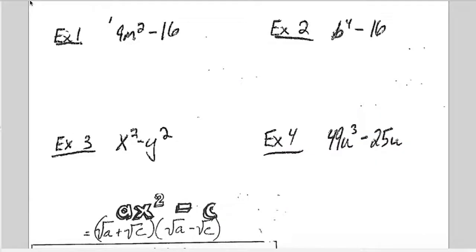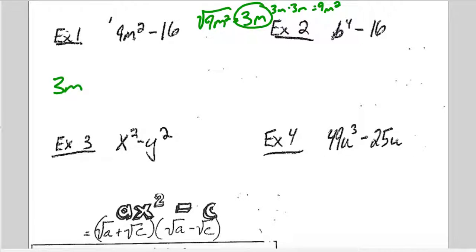So let's give this a shot. In example 1, there's no GCF, but 9 and 16 are perfect squares, and it's not just the 9 that we're going to square root. The square root of 9 is 3. The square root of m squared is m. And if you think about that, isn't 3m times 3m 9m squared? Not only do the numbers have to match up to produce that perfect square, but the variables have to work out too. So 3m is going to be what goes at the start of each of my binomial factors.